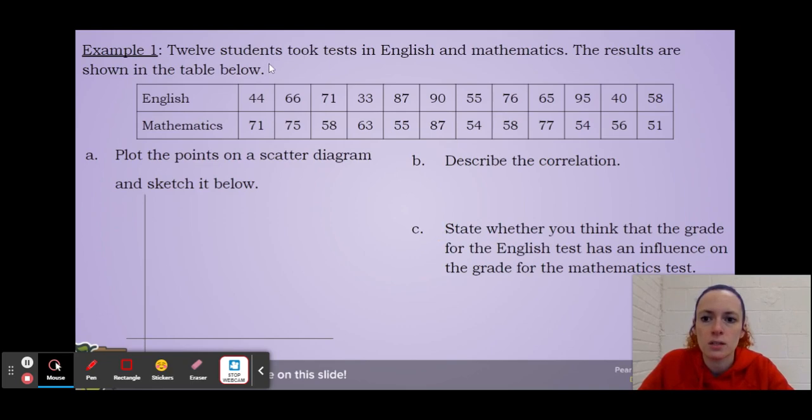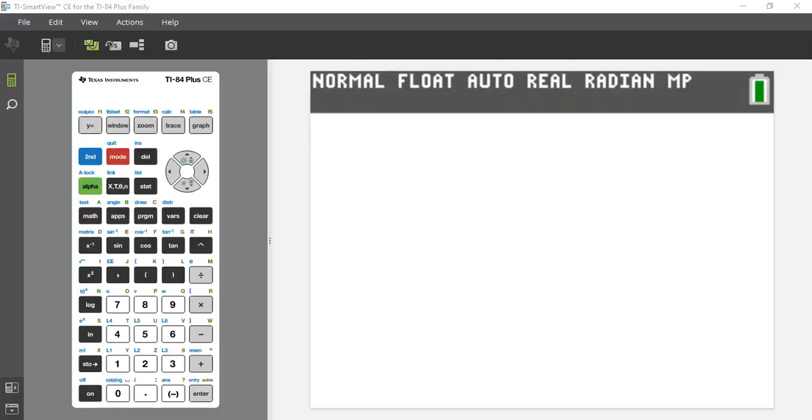All right, so let's get into an example. 12 students took tests in English and in math. The results are shown in the table below. We first are asked to plot the points on a scatter diagram and sketch it below. So you can plot it on your calculator and then just transfer the sketch over to here, or if you want to take the time to really scale things out and plot them accurately, you can do that as well.